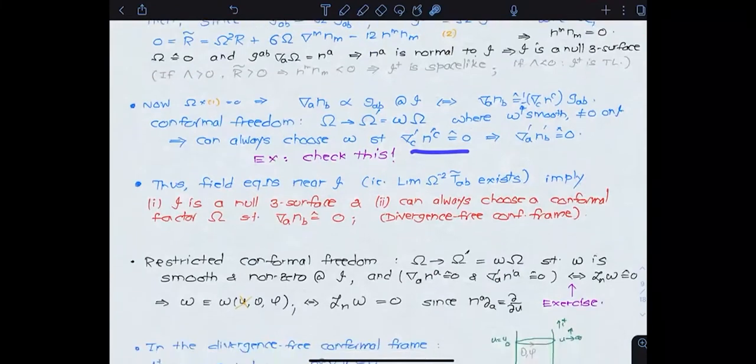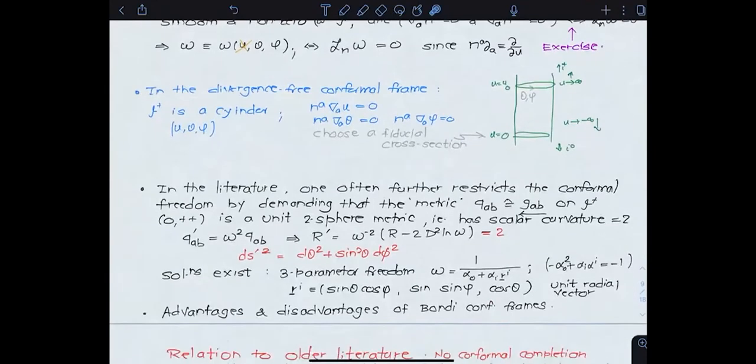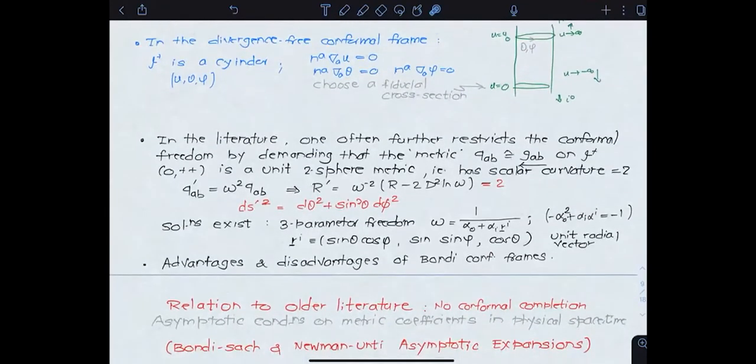And then the statement is that you can further restrict, if you wanted, the conformal factor. It's not necessary, but you further restrict it so that the q_AB that you have got is a unit two-sphere metric. And such a choice of conformal factor we call a Bondi conformal frame. There are advantages of going to the Bondi conformal frame because the metric is given explicitly in some coordinates, theta and phi, and it's like a familiar two-sphere metric. But the disadvantage is that this is not unique, and you've got this rather complicated conformal freedom. So there are pluses and minuses.